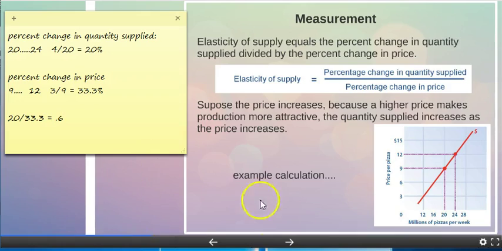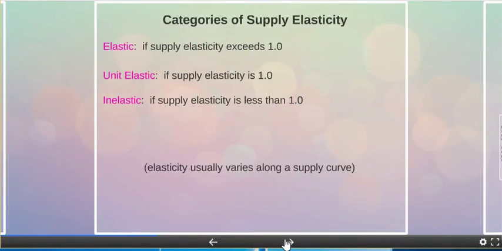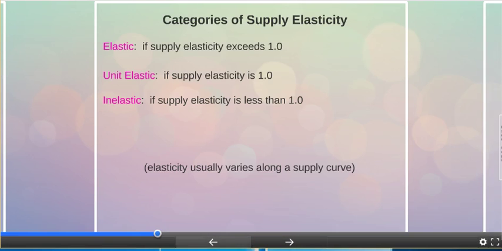Now, what does that mean? If supply elasticity is greater than 1, your product is elastic. If it is 1, it is unit elastic. And if it is less than 1, it is inelastic. So for this example, our elasticity was 0.6, therefore it is inelastic.